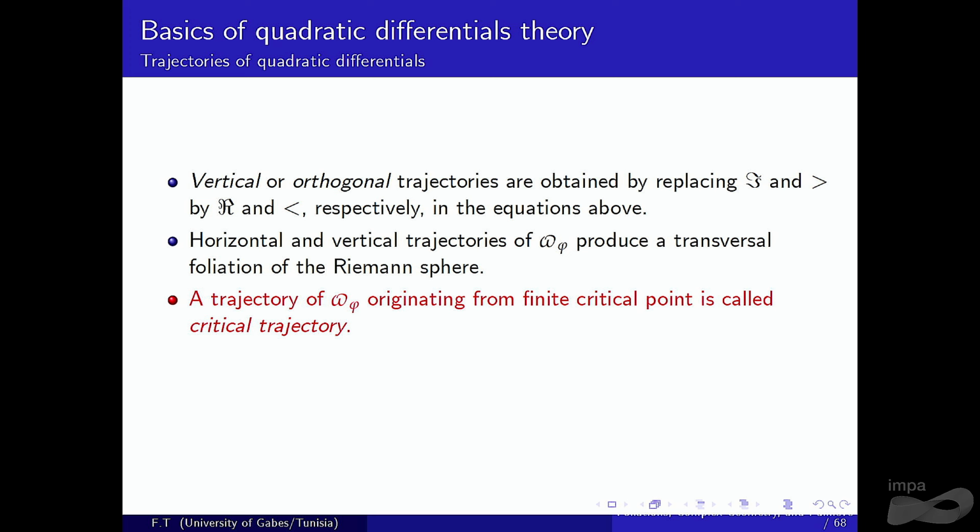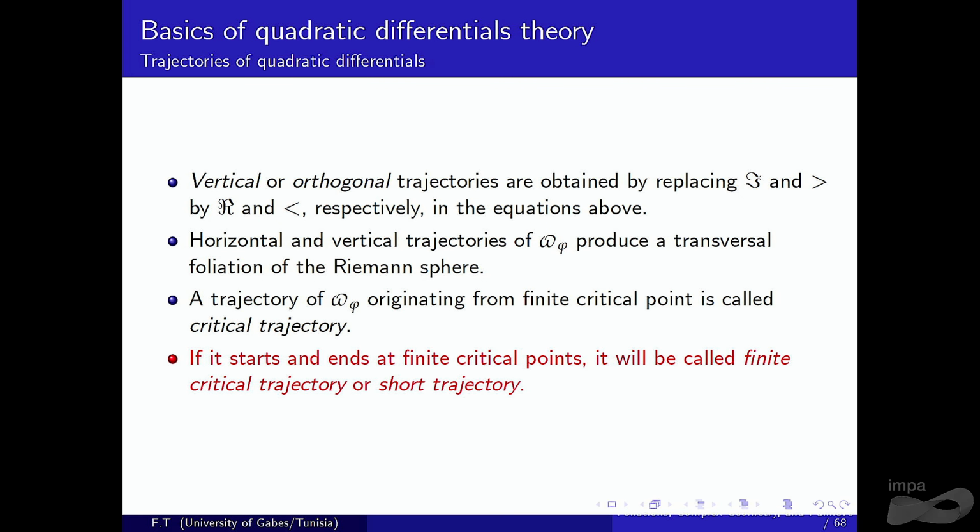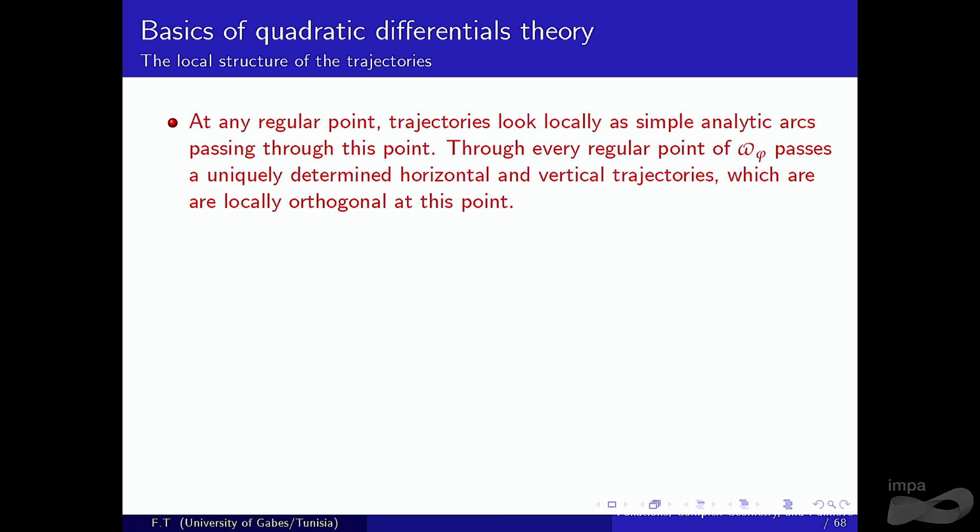Now we are interested in these trajectories. A trajectory of our quadratic differential omega_phi originating from finite critical points, from zeros and simple poles, is called a critical trajectory. If it starts and ends at finite critical points, it will be called a finite critical trajectory, or just a trajectory. Now, in order to investigate this trajectory, we have to see what happens locally and what happens globally.